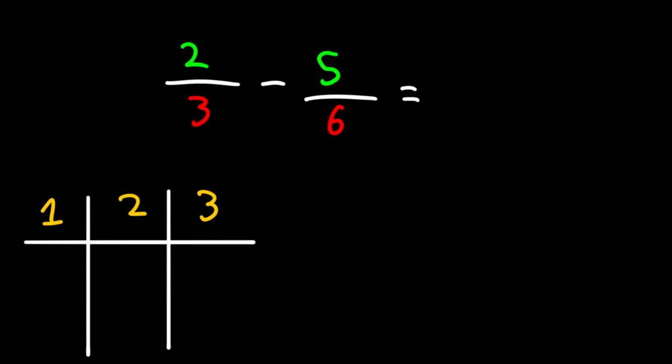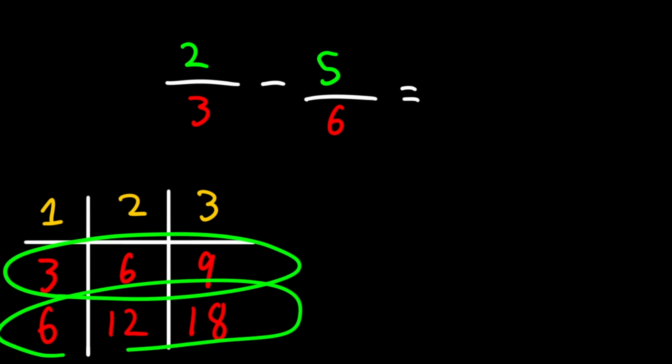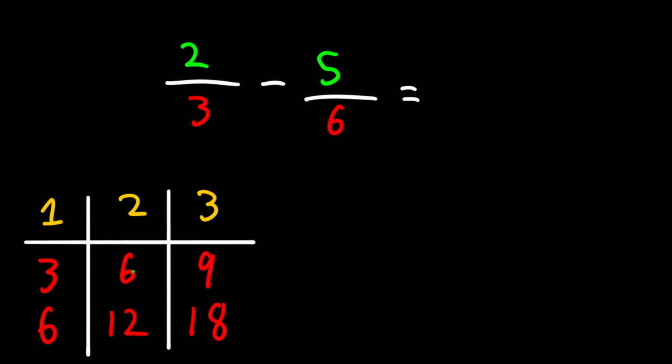So let's take the first denominator, which is 3, and we're going to add it by itself. 3 plus 3, which is itself, is 6, plus 3 is 9. And now let's take the second denominator. We're going to add this by itself. So 6 plus 6, which is itself, is 12, plus 6 is 18. What's the common number for these two rows? The common number is 6. So 6 is your common denominator.